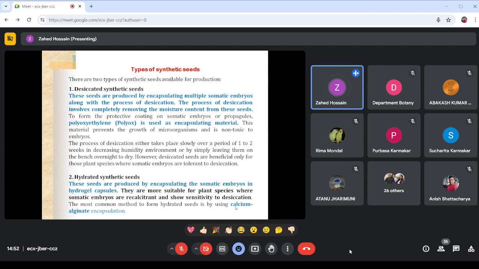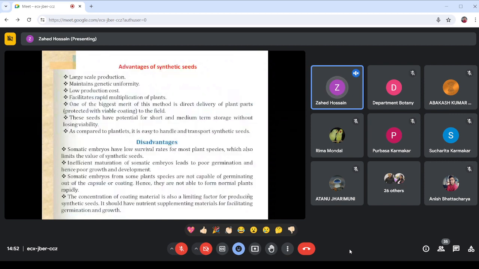So here, those embryos, or you can say those somatic embryos or the shoot buds which are basically tolerant against desiccation, here desiccated synthetic seeds are being formed. But for those which are very sensitive to heat or dehydration, hydrated synthetic seed is used, and for that, calcium alginate chemical is used to encapsulate those materials. But what are the advantages of synthetic seed?